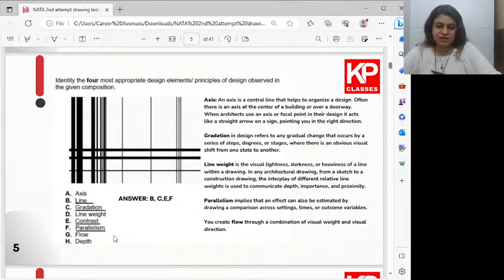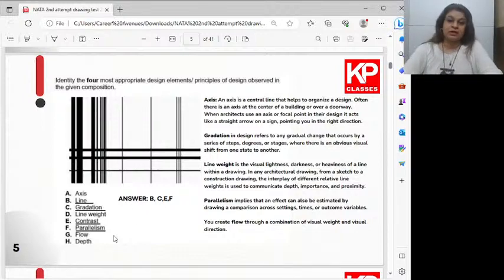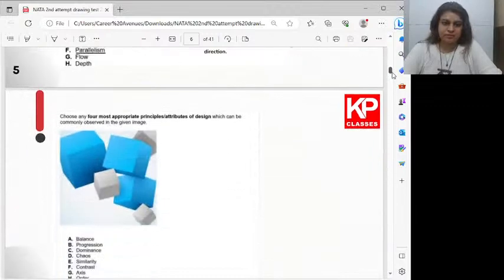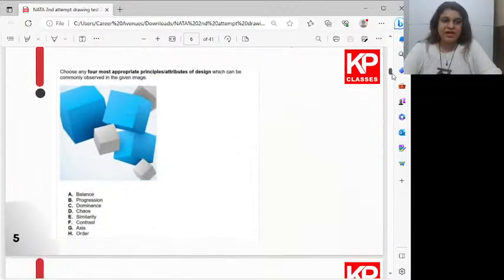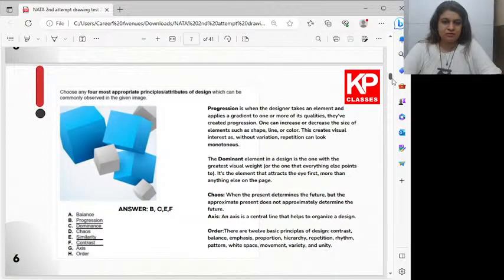And then I have given the meaning of flow. You create flow through a combination of visual weight and visual direction. That is what flow means. Since a lot of students ask me the meaning of this particular term. Then we have another image over here.